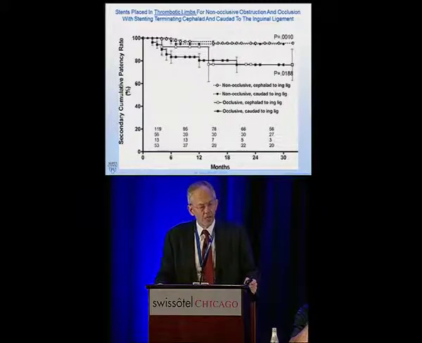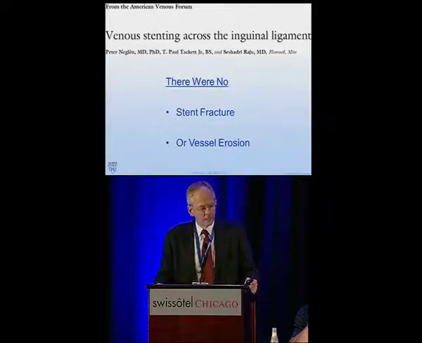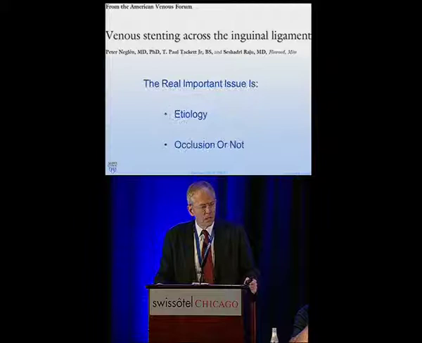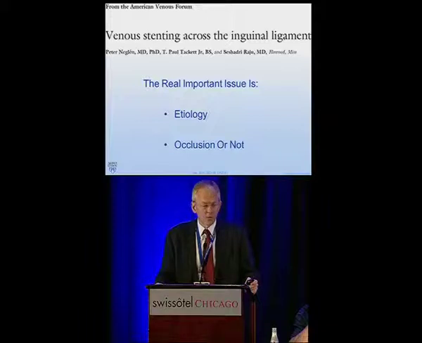The difference came, though, in that there was clearly a difference between occlusive and non-occlusive segments. So it didn't matter if the vein was occluded whether the stent extended below the ligament or not, but the difference was really between obstruction and non-obstruction. They concluded that they had no stent fractures across the inguinal ligament or erosion of the vessel. Their conclusion from this paper was that it is really the etiology that matters when it comes to patency, and whether there is an occlusion or not.